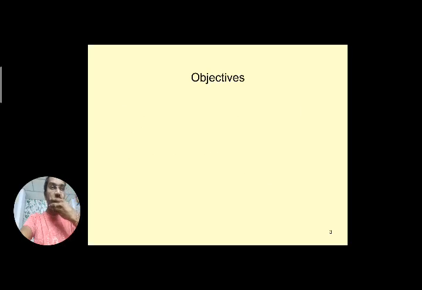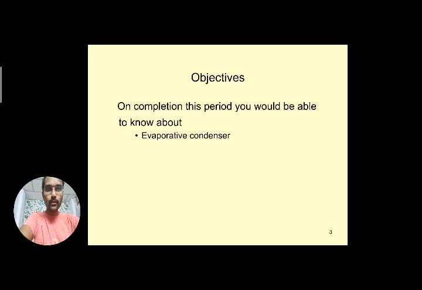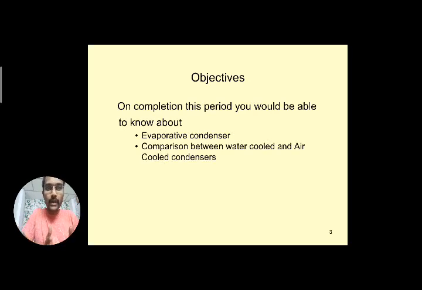In today's video class, the left out topic is evaporative condensers in the condenser topic, and further we are going to discuss other topics also. In today's class you will know what an evaporative condenser is and how it functions, and we will see some diagrammatic representation to explain that. Next we will see the comparisons between water cooled and air cooled condensers, and then move on to the next component.